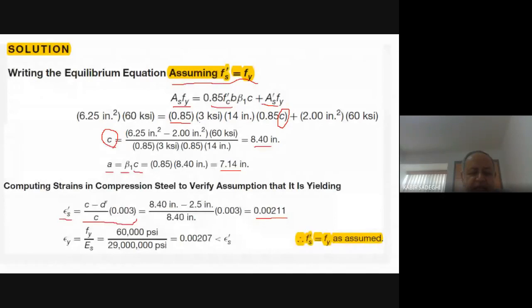If we apply Hooke's law and find the strain of steel when it is yielded, actually epsilon y, the yield strain of steel, by applying Fy and the modulus of elasticity of steel, 29,000 and 60,000 psi, we find a value slightly smaller than epsilon prime s that we found here. Therefore, it means that this compression steel is yielded and the assumption was correct. This is one example.